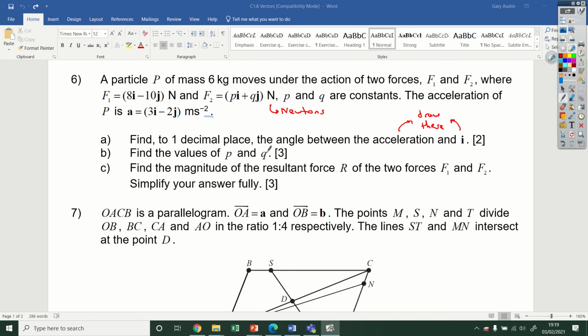Find the values of P and Q, that's for part B. I would use the famous mechanics formula, which is F equals ma. However, you've got to be aware that when you're writing down this left-hand side, this is referring to the sum of the forces.